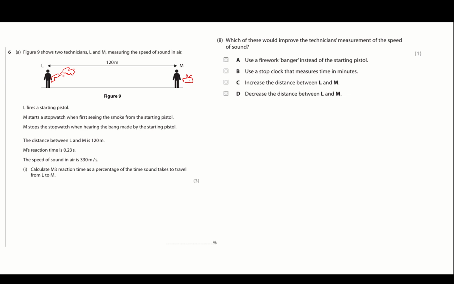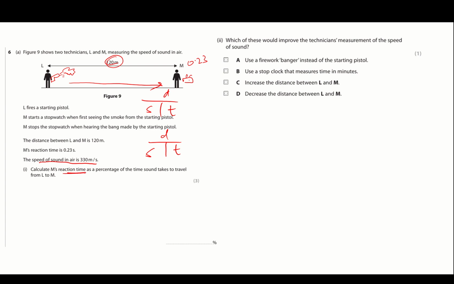Okay, fine. So we know it's only going one way. So therefore we're going to need the distance. The distance is 120, it tells us that in the diagram. M's reaction time is 0.23. The speed of sound in air is 330.